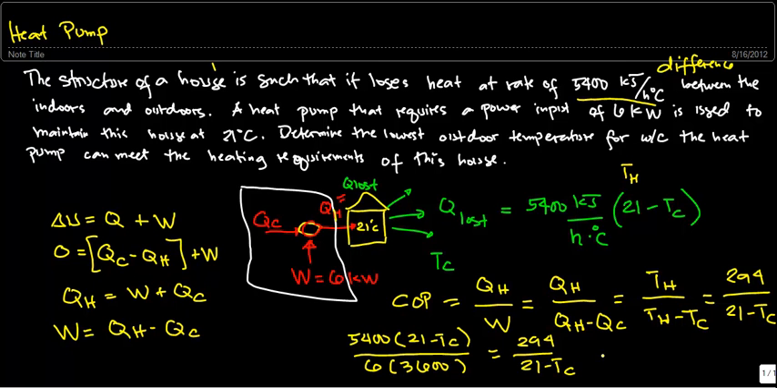Negative 13. Therefore, TC must be roughly negative 13.3. What can we say about this one? Therefore, this heat pump can maintain this temperature, 21 degrees Celsius, provided that the temperature of the surroundings TC must be greater than negative 13.3.